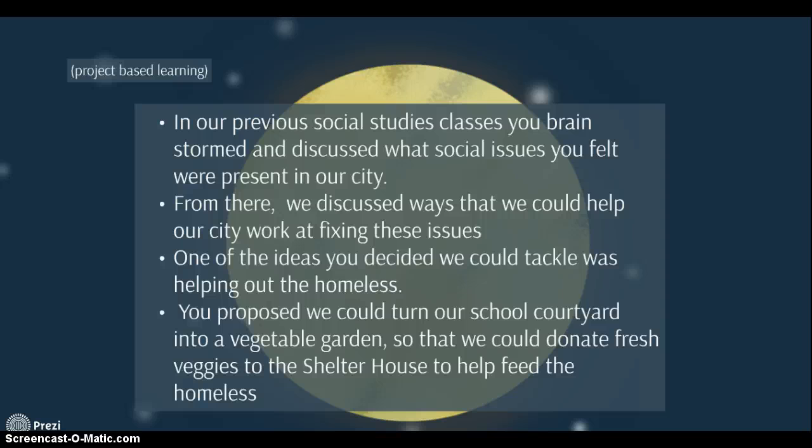In our previous social studies classes, you guys brainstormed and discussed what social issues you felt were present in our city. From there, we discussed ways that you could help our city work at fixing these issues. One of the ideas you decided we could tackle was helping out the homeless. You proposed you could turn our school courtyard into a vegetable garden so that we could donate fresh veggies to the shelter house to help feed the homeless.